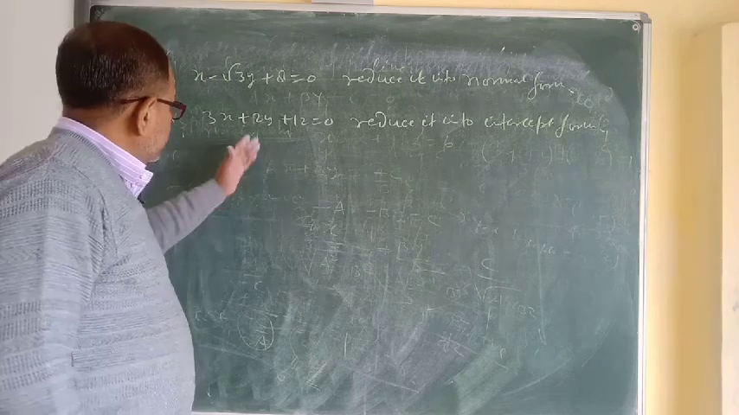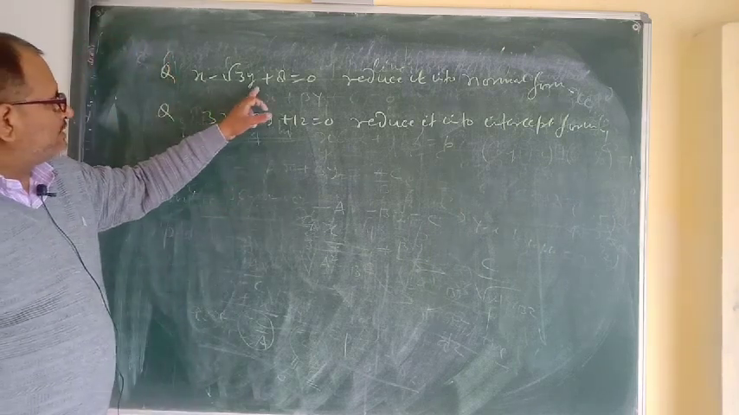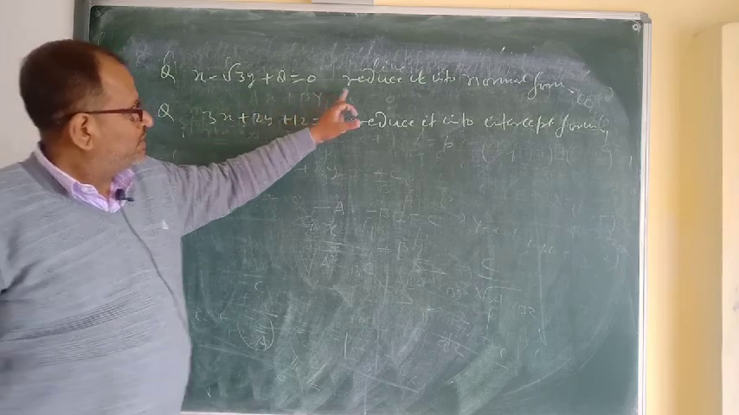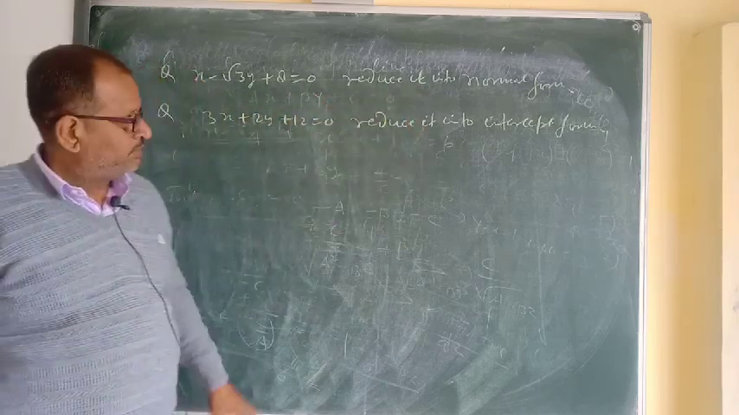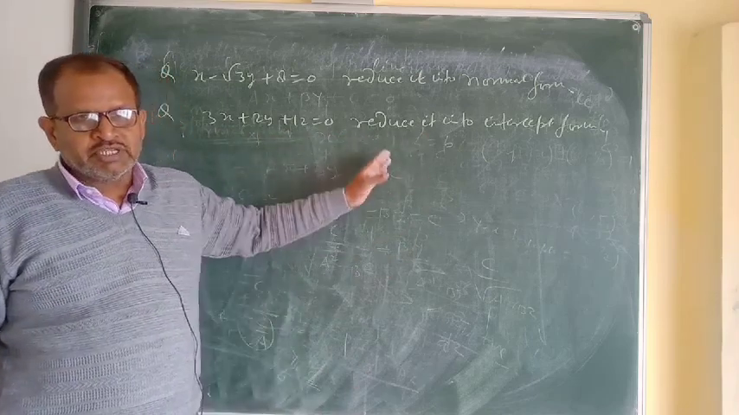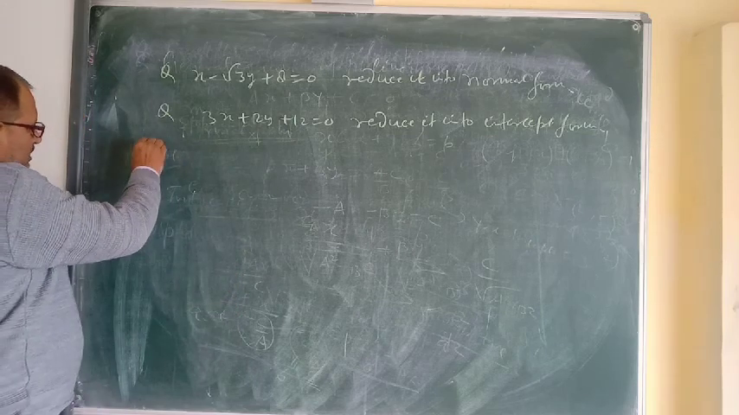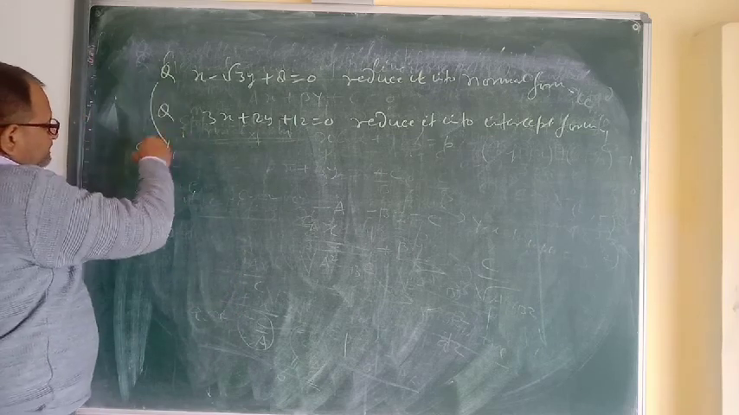So I have taken two examples, two questions here. First one, x minus root 3 y plus 8 is equal to 0. Reduce it into normal form. And second one, we have to reduce it into the intercept form. Also tell what are the x and y intercepts. So see the first question solution.